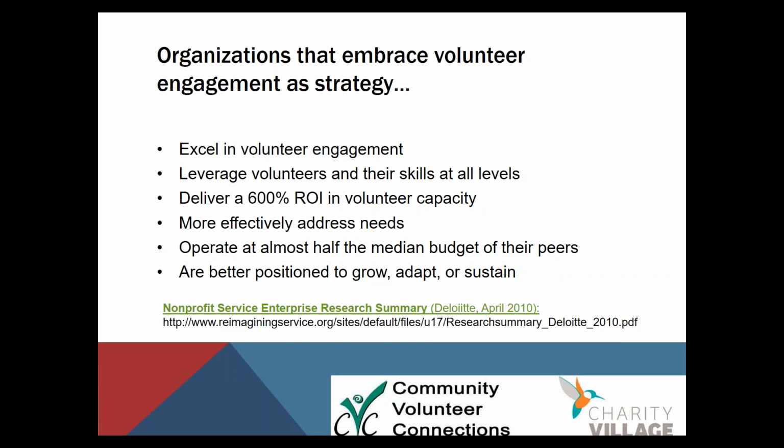They have a 600% increase in the return on investment in terms of what their volunteers are able to do. So that's 600% more return on investment by having your volunteers managed strategically versus having them managed in a more ad hoc fashion. And they can more effectively address needs. You see organizations run much leaner, so it takes about half the budget to run the same kinds of programs. And they are better positioned to grow, adapt, or sustain.